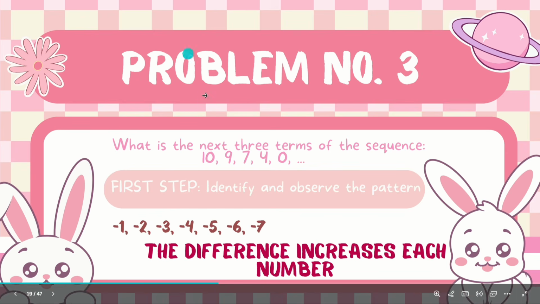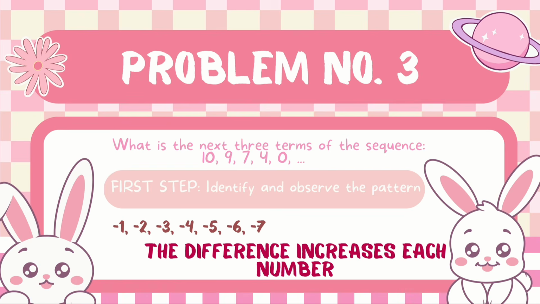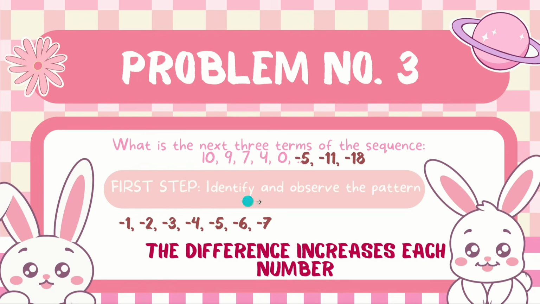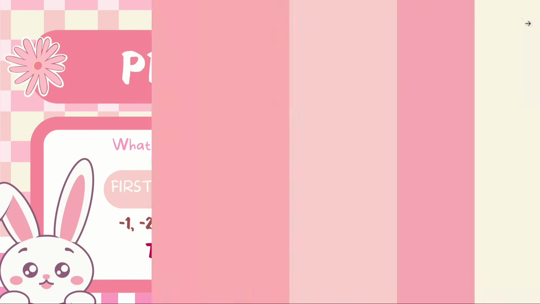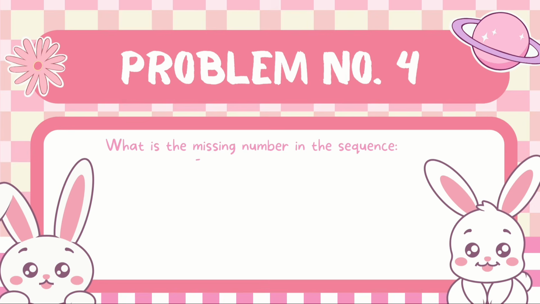So the next 3 terms are, let's try 0 minus 5 is equal to negative 5. Negative 5 minus 6 is equal to negative 11. Negative 11 minus 7 is equal to negative 18. Let's move on to our problem number 4.